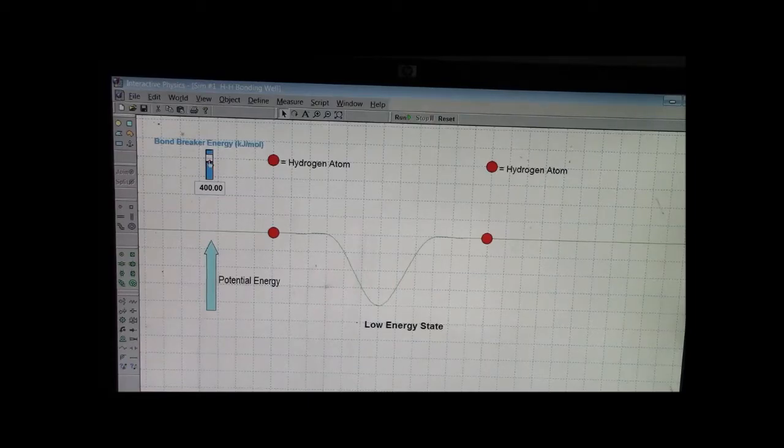In order to break the bond, I'll need to increase the bond breaker energy. Here I've increased it to 500 kilojoules per mole. With this amount of energy, the atoms will be separated and the bond is broken.